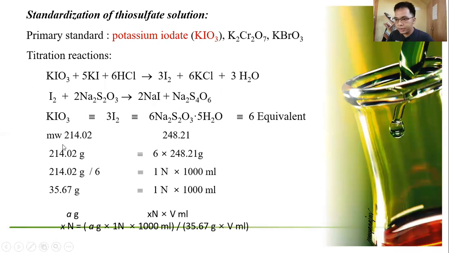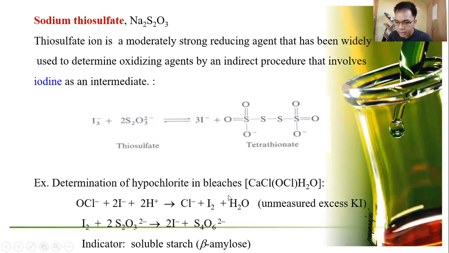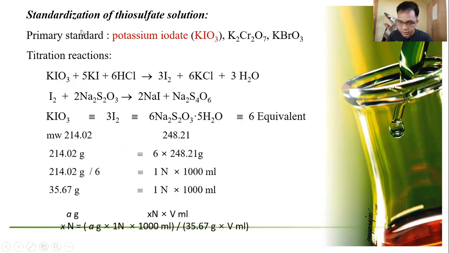So the standardization, okay, before you conduct the analysis for the hypochlorite in bleaches, the sodium thiosulfate must be standardized. And what is the primary standard solution to be used to standardize the thiosulfate solution? You will use potassium iodate or potassium dichromate or potassium bromate. And these are the titration reactions for the analysis. Ayan. So titrant mo is the thiosulfate, and the primary standard is either potassium iodate, potassium dichromate, or potassium bromate. And then these are the titration reactions. And then ito lang yung gagawin niyo on the succeeding calculations for the calculation of normality.